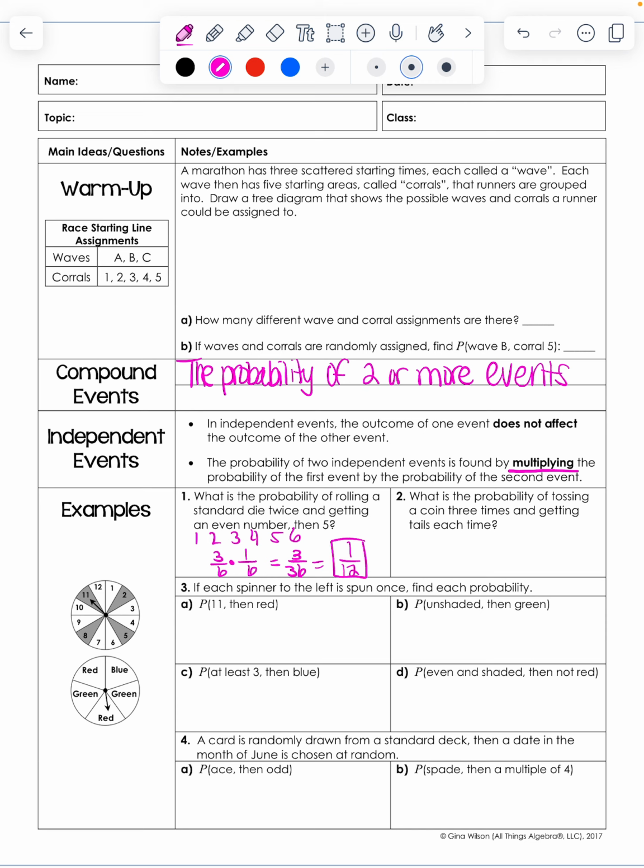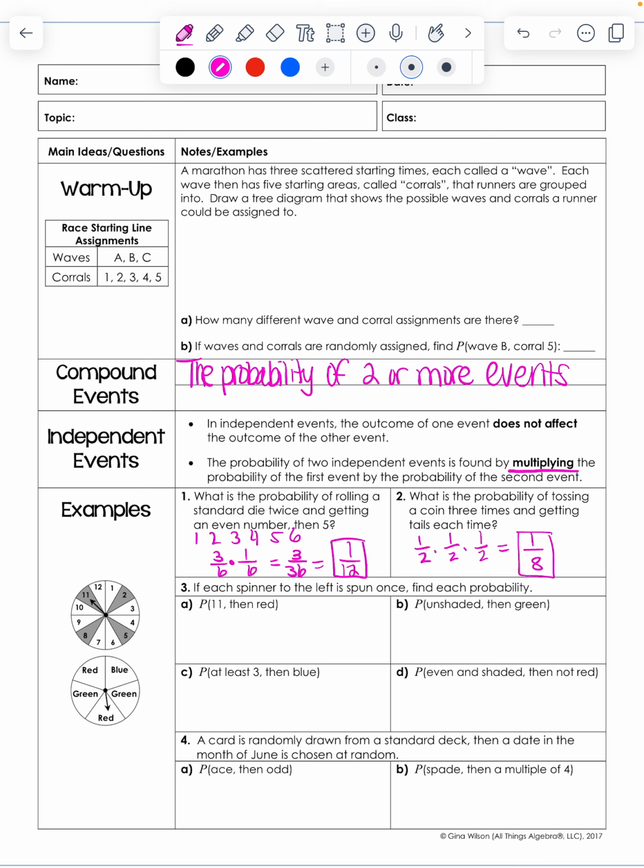What is the probability of tossing a coin three times and getting tails each time? Well, the probability of getting tails the first time is 1/2. The probability of getting tails the second time is 1/2. The probability of getting tails the third time is 1/2. So the probability of this would be 1/8.